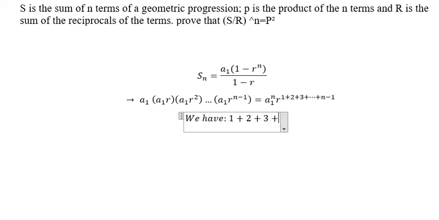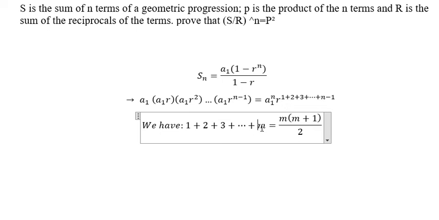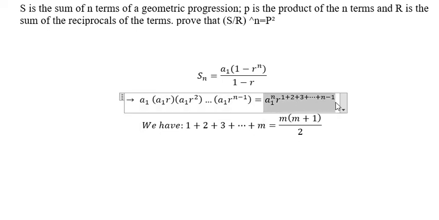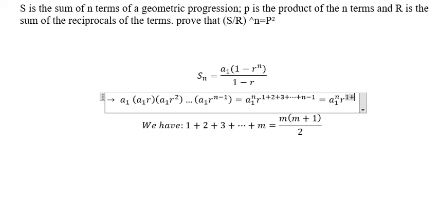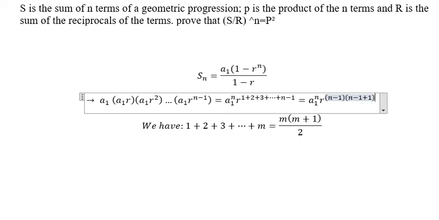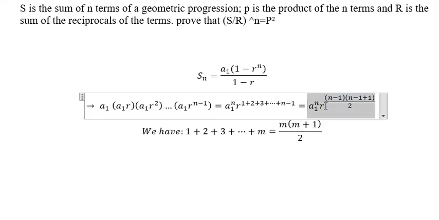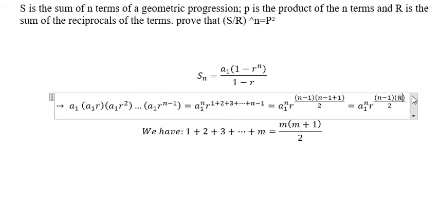1 plus 2 plus 3 and so on until capital M, so that is m multiplied by m plus 1 over 2. And now we need to change capital M into n minus 1. So this one we have like this. So if we simplify, we have n in here because the 1 minus 1 cancel.